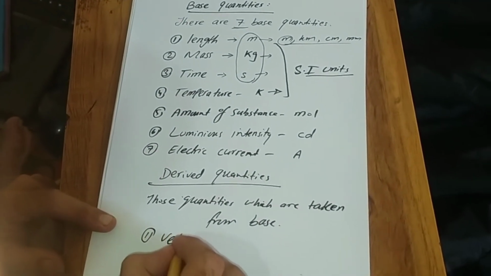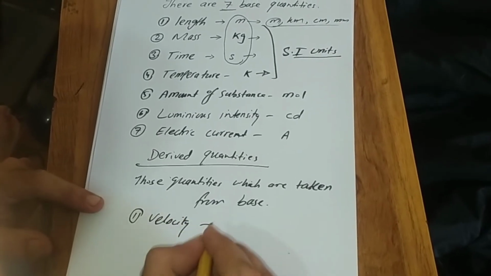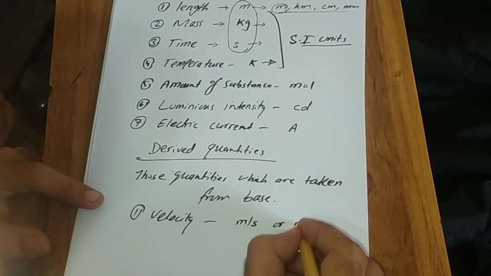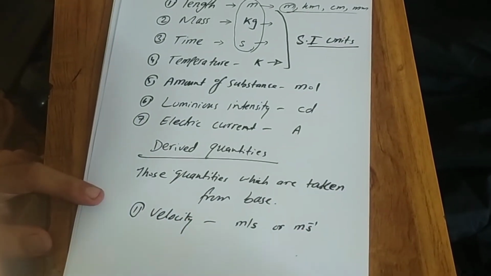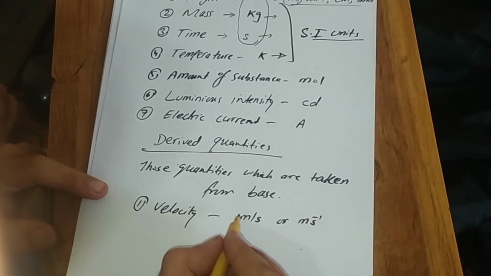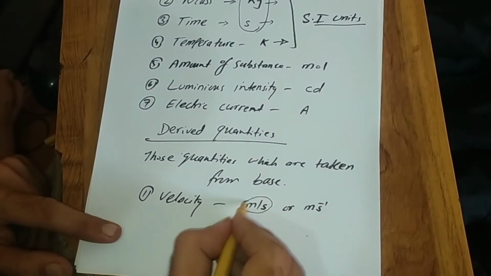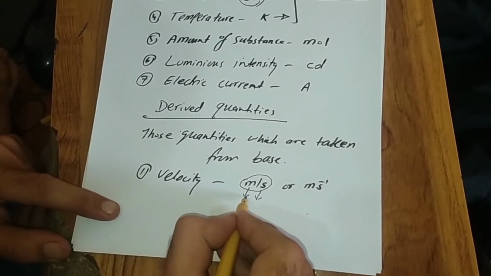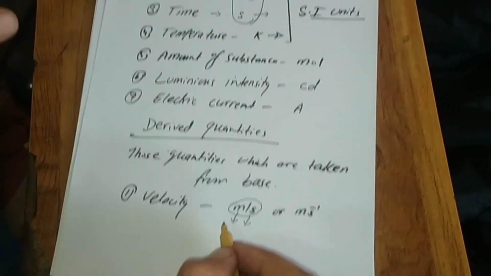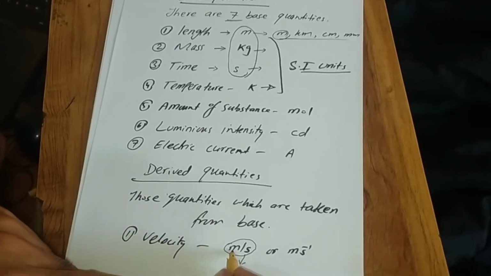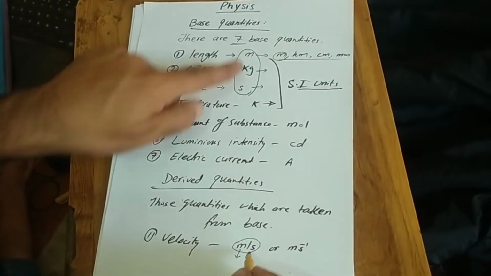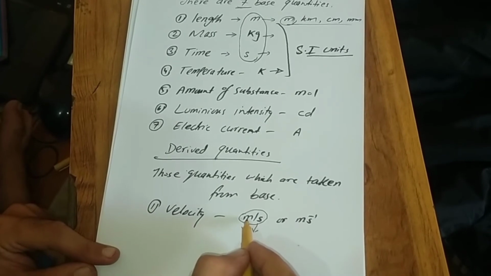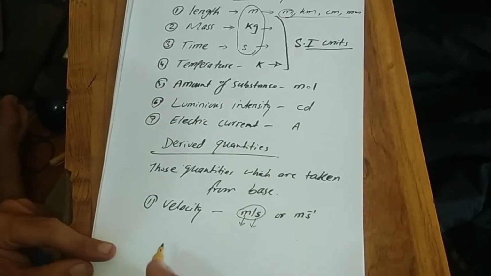For example, number first is velocity. The unit of velocity is meter per second. Remember how the unit of velocity has been made. It is meter and per second, which means it has been taken from the base unit. Meter is a base unit, second is a base unit, since velocity is a derived unit in such a way that both the meter and second are taken from the base unit.